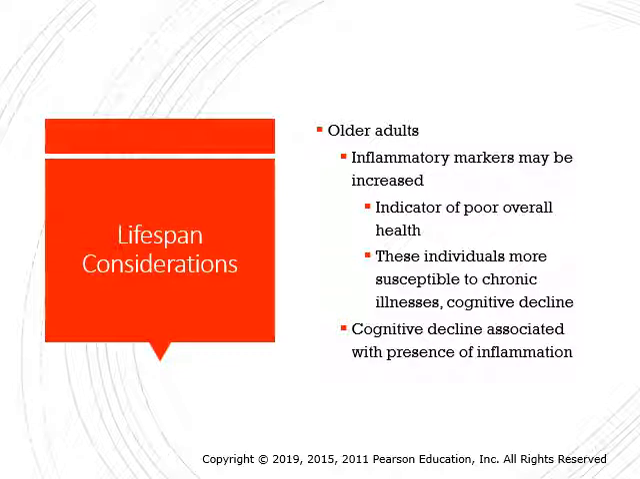Okay, so in older adults, let's look at the other end of the spectrum. Inflammatory markers may be increased, which is an indicator of poor overall health. Older adults tend to be more susceptible to chronic illnesses and cognitive decline. Cognitive decline has been associated with the presence of inflammation.